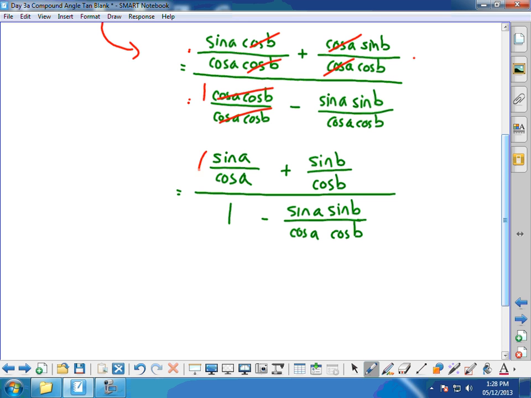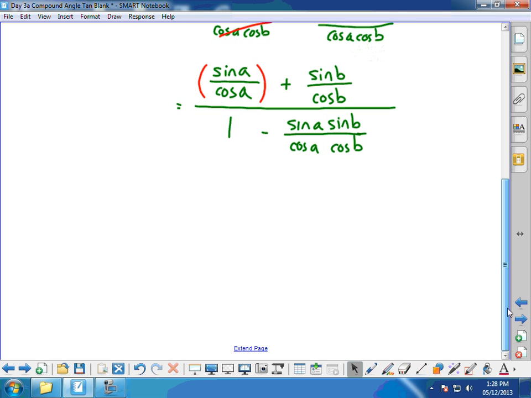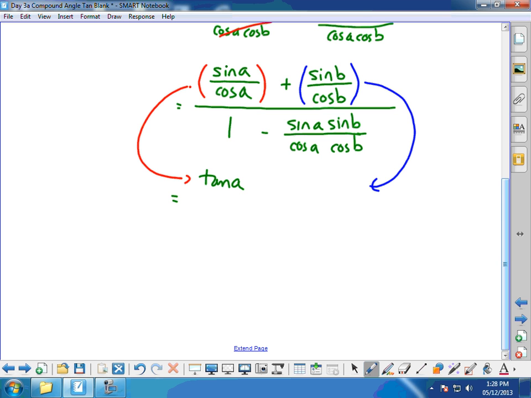So you see this little thing is a sine A over cos A. So that can get changed to a tan A. Right, tan is sine over cos, so this thing gets changed to a tan A. The other one is a sine B over a cos B. So it's going to change into a tan B. So this will be a little bit easier to remember now. Then we get a 1.